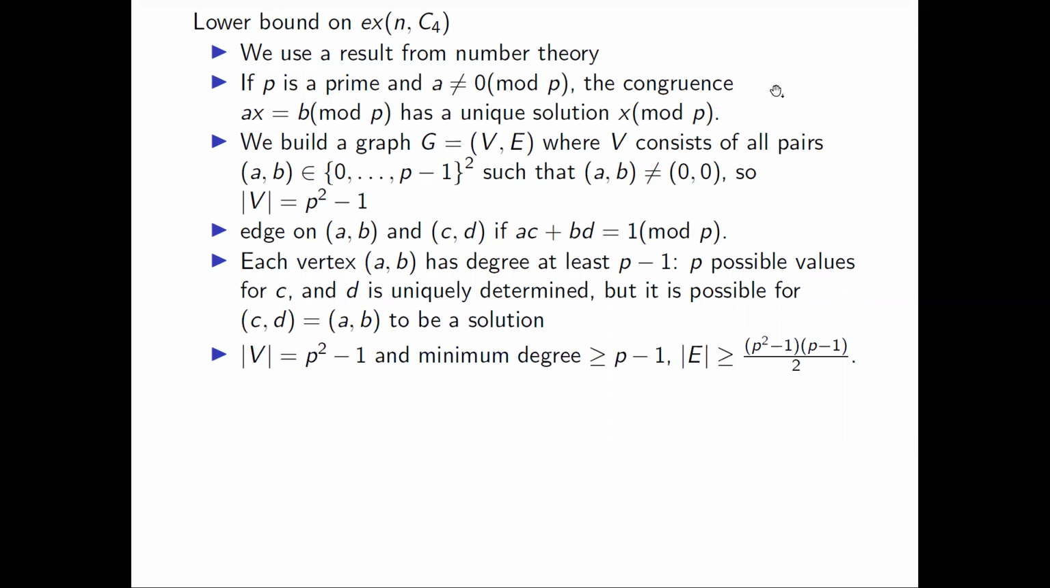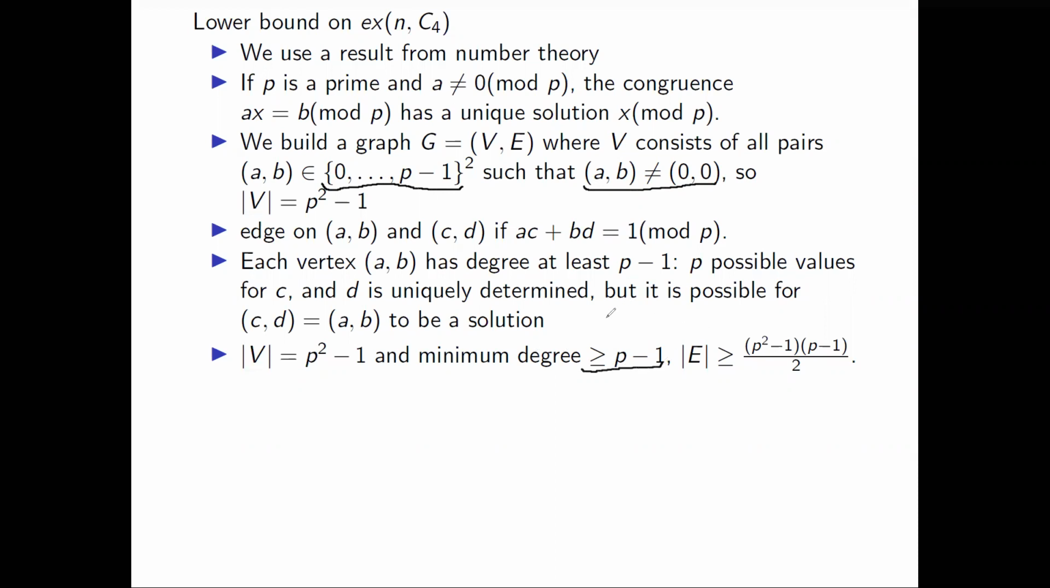So let's recap the information that we have here. We saw that the size of the vertex set V was p squared minus 1, because it's the size of this Cartesian product, p squared, excluding the ordered pair (0, 0). We also saw the minimum degree of the graph is at least p minus 1.